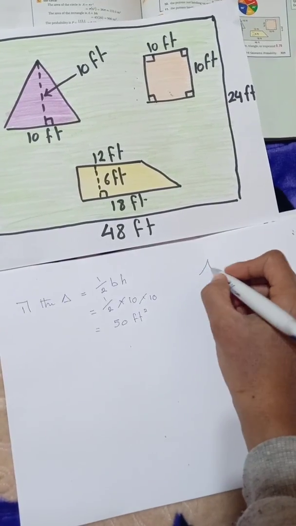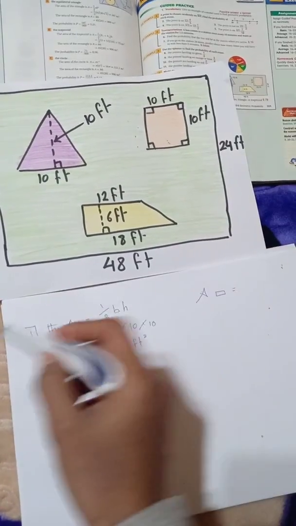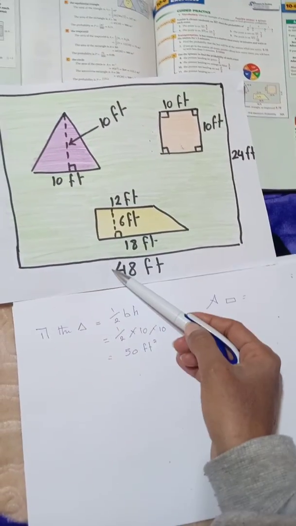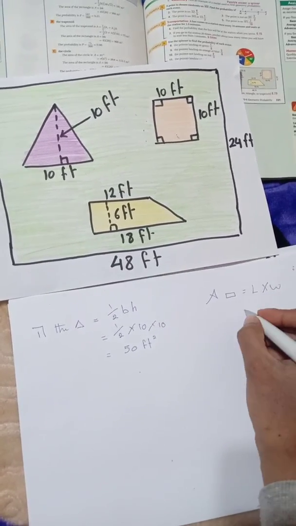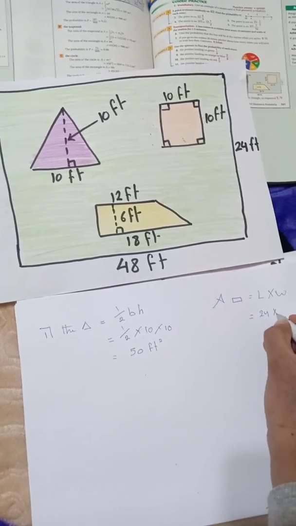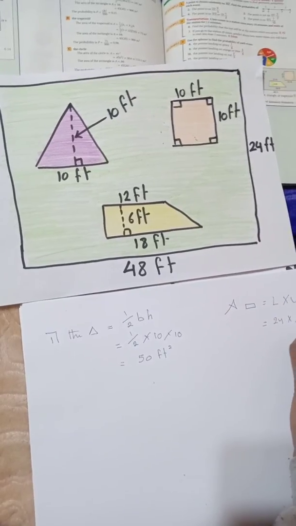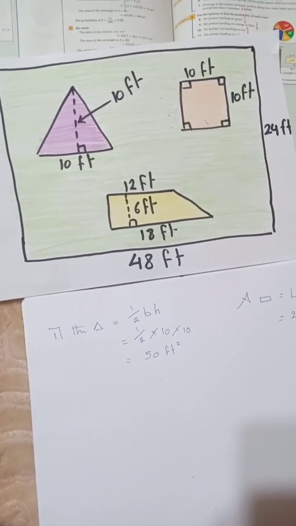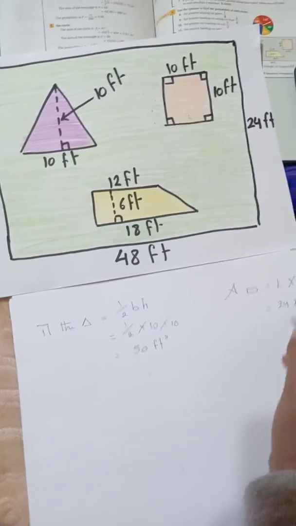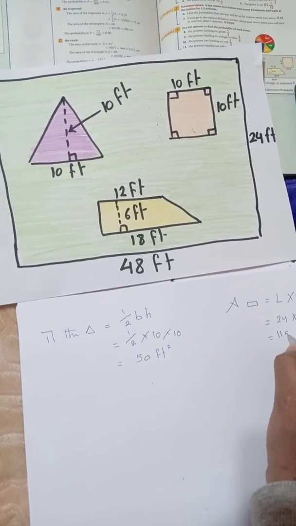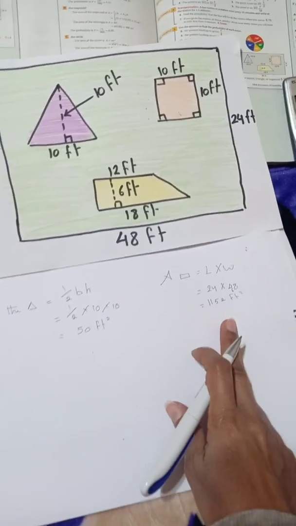First, let's find the area of the rectangle. The dimensions of the rectangle here are 24 and 48. The area of a rectangle is length times width. So we are going to multiply 24 by 48, which equals 1152 feet square. This is the area of the rectangle.